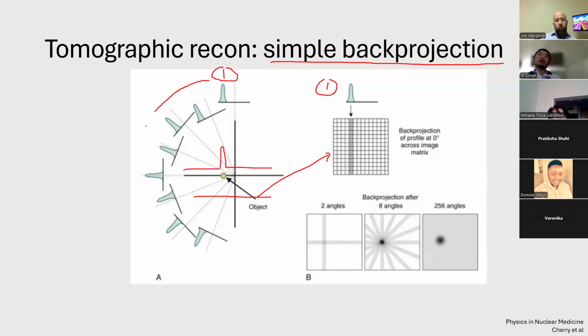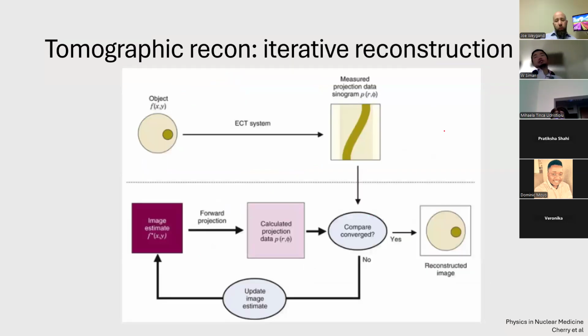You keep doing that as you add more projections. One projection, two projections, and just keep adding them, and eventually you'll create the 3D image. This is a simple back projection, and we don't use it that much in nuclear medicine. The more accepted method is iterative reconstruction.